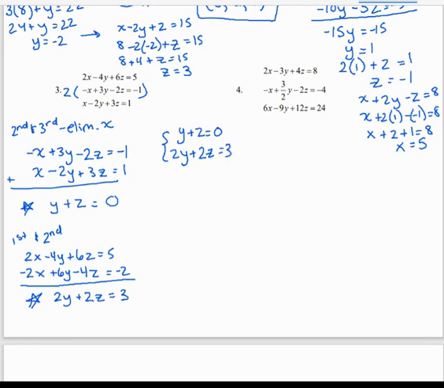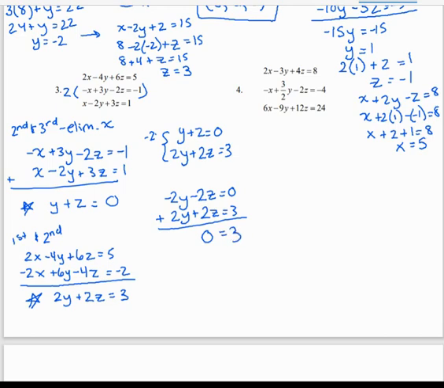How do I solve this? By using substitution or elimination, your choice. I'm going to use elimination, and I'm going to multiply that top equation by negative 2. This will give me negative 2y minus 2z equals 0, and then I'll recopy that second equation. I will put those together. My y's cancel and my z's cancel, so I get 0. And 0 plus 3 is 3.